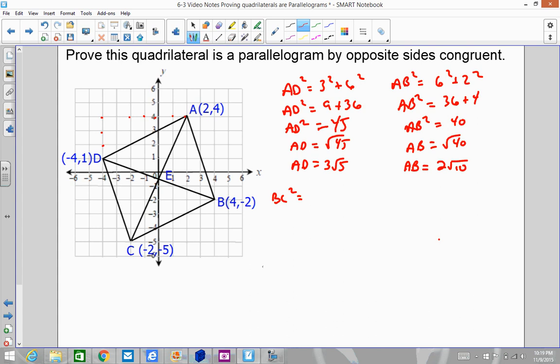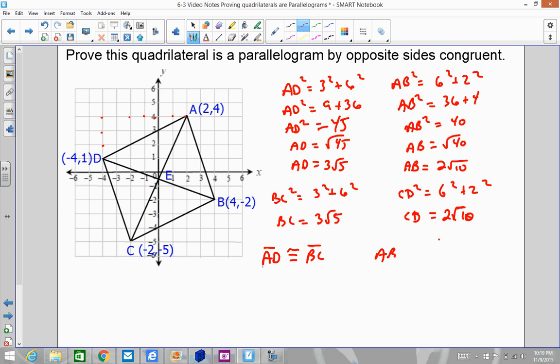BC squared is equal to 3 squared plus 6 squared. Well, we've already done 3 squared plus 6 squared, so we know that BC is equal to 3 square root of 5. And then we need CD squared is equal to, and that's 6 and 2, so 6 squared plus 2 squared. And we know that CD is going to be equal to what it was up above, which is 2 square root of 10. So I can say that AD is congruent to BC, and that AB is congruent to CD. And so then I've just proven that the opposite sides are congruent. I would have to say the one we did before this had less work than this one.